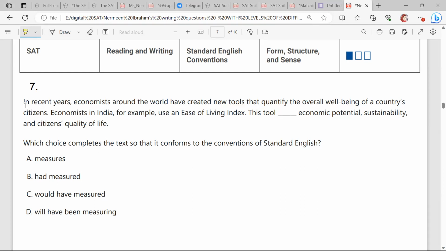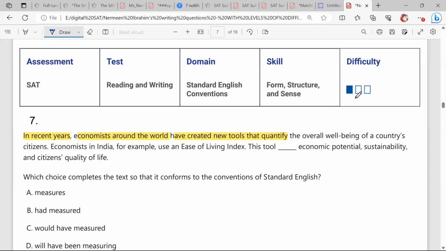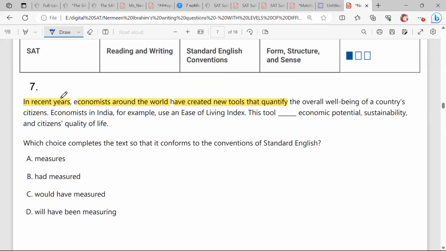In recent years, concentrate please, all of you. Economists around the world have created new tools that quantify. You see? There will be now a very important tip. Honestly speaking, this can be a confusing question. It's not supposed to be an easy one. It can be a little bit medium. Okay, so in recent years, economists around the world have created new tools that quantify the overall well-being of a country's citizens. Ziad, are you still with me?